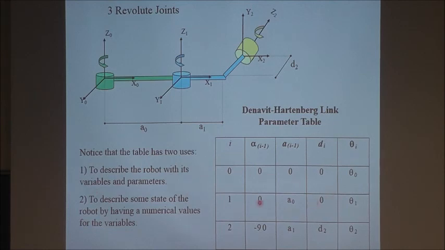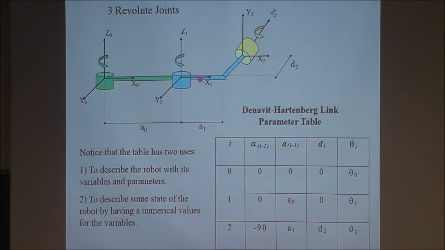Then you go from 0 to 1 to describe the robot with its variables and parameters. We see that going from this to this, you have an a0, this translational value. So a i minus 1 is a0, 0 for alpha, 0 for d. Because the axis is already lined up with the previous ones, 0 and 1 are already lined up. So there is no change, no value of alpha needed. You don't need to rotate it. When you move, you're already there.